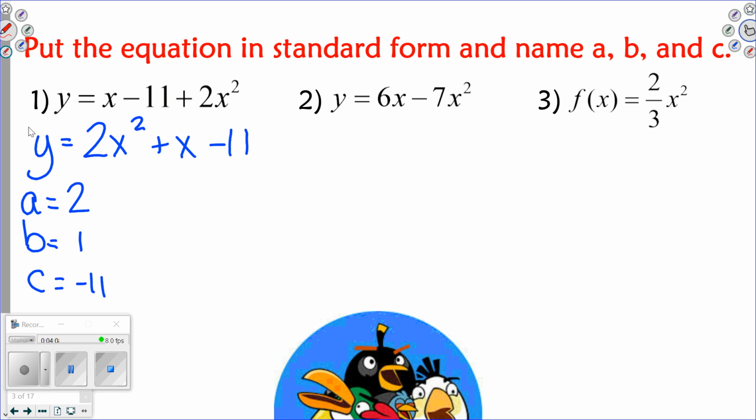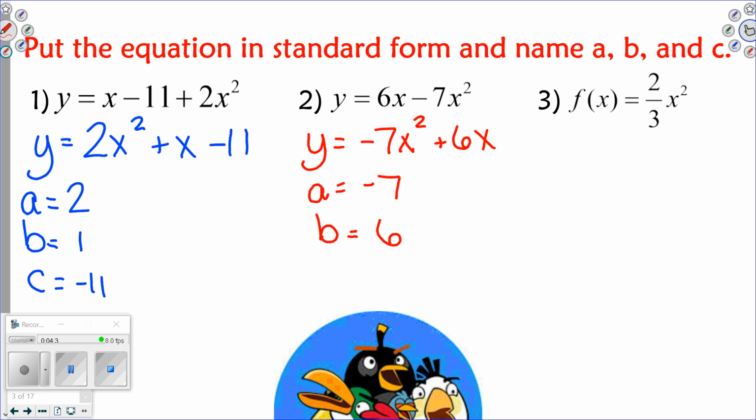All right, what about number 2? Good. What's your A value? Just 7? Negative 7. Here it is. And your B value? 6. What about your C value? 0. There is no number. Good.